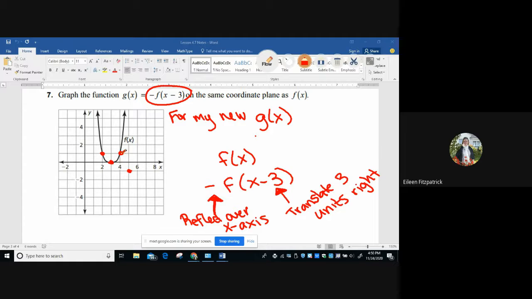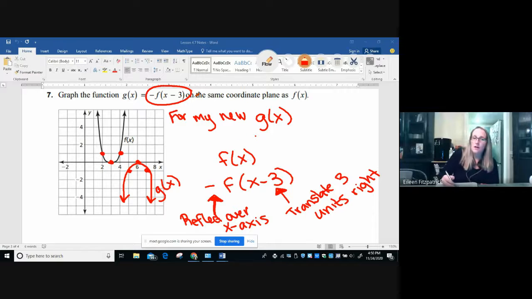Move this one 3 units to the right, 1, 2, 3, flip it over the x. And this one, 1, 2, 3, and since it's on the x, it doesn't go anywhere when you flip it. And this would be your g of x function. Again, it says graph the g of x function on the same coordinate plane as the f of x function following these transformation rules.